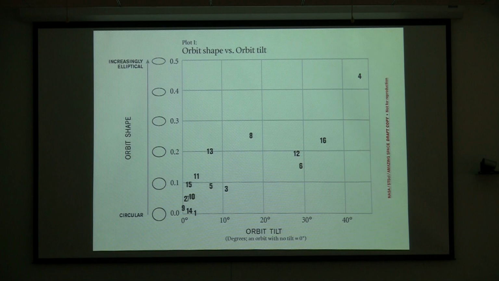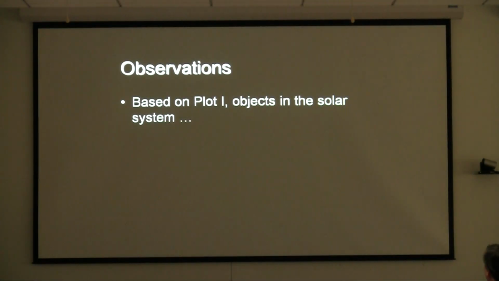So what do you think we're going to say here in our observations based on plot I? Who would like to finish this one off? I haven't talked to this table here, so she'll do it. She volunteers. Based on plot I, objects in the solar system have a wider range of positive correlation. Okay, there's a positive correlation, but it's got a wide range between orbit shape and orbit tilt.